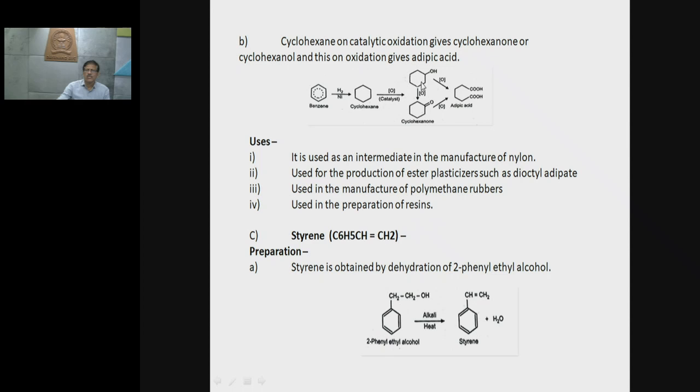Also, this cyclohexanol is converted into cyclohexanone by oxidation. And this cyclohexanone again on oxidation gives adipic acid. So these are the two methods of preparation of adipic acid. Now we see its uses or synthetical applications. It is used as an intermediate in the manufacture of nylon. So for manufacture of nylon, this adipic acid is an intermediate.